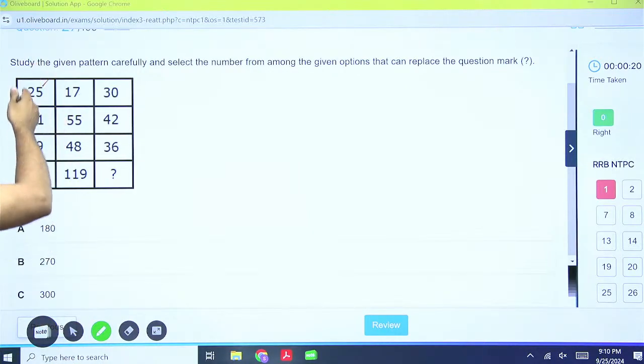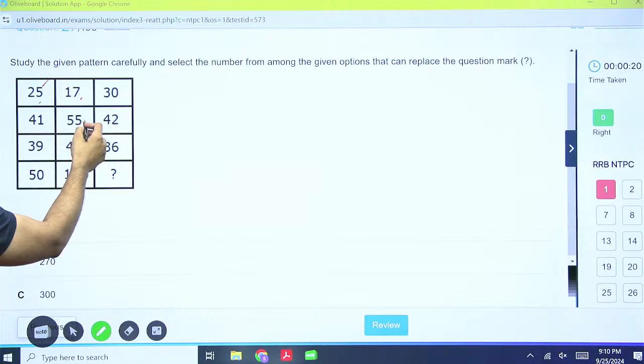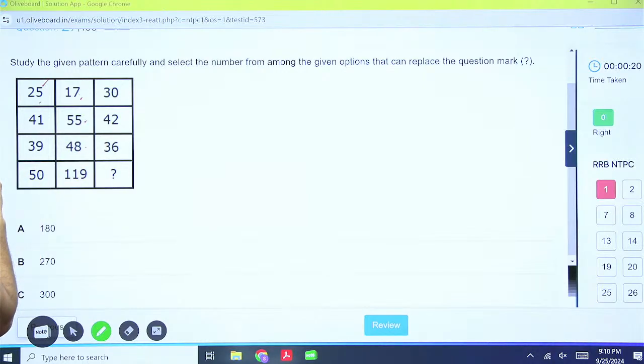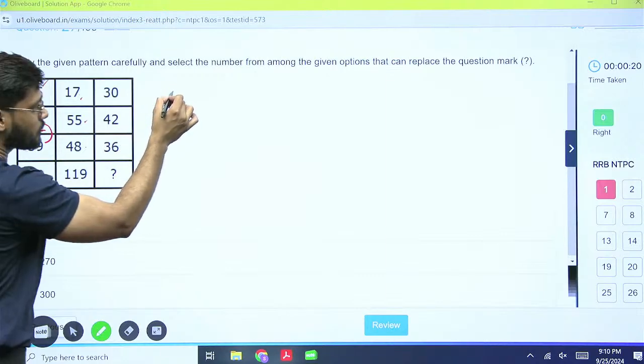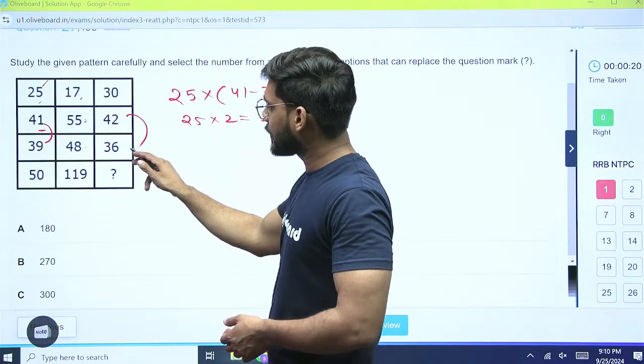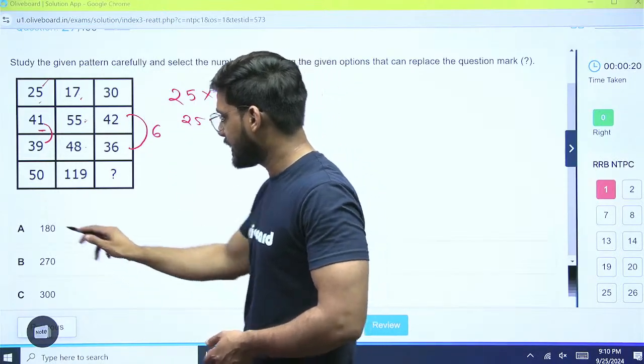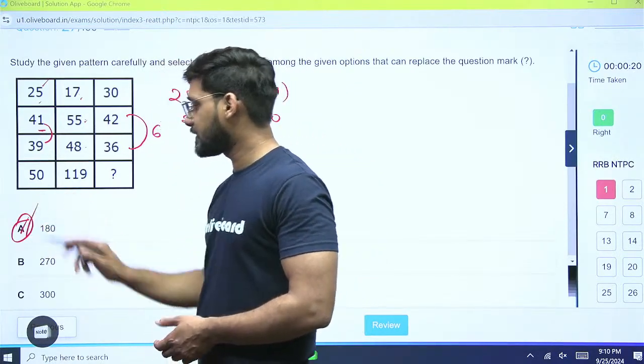25, let's see the horizontal one. 25, 41, 13, 50, 17, 55, 48, 119. Okay, if we take the difference of these two numbers, 41 and 39, 25 multiplied, same logic behind this one, 42 minus 36, we will get 6, and 30 into 6, what will we get? 180. Option number A, 180 is the right answer.